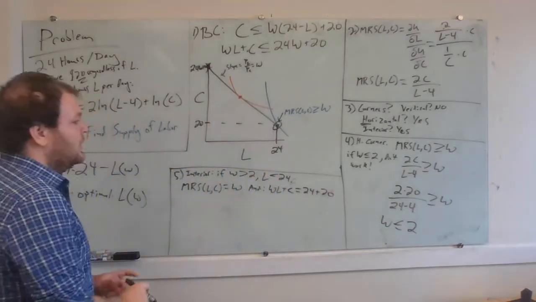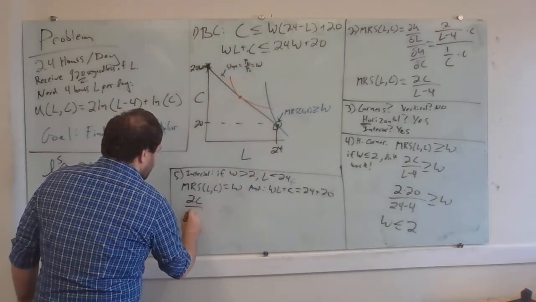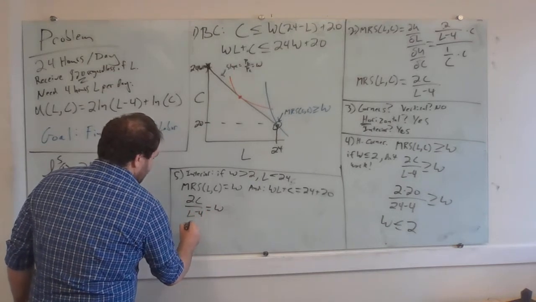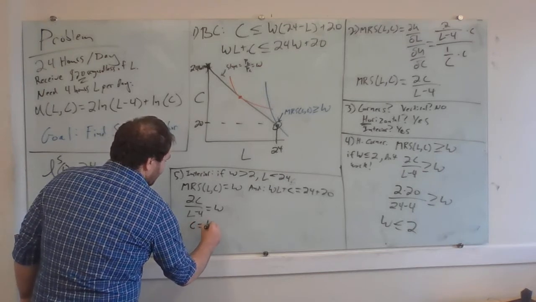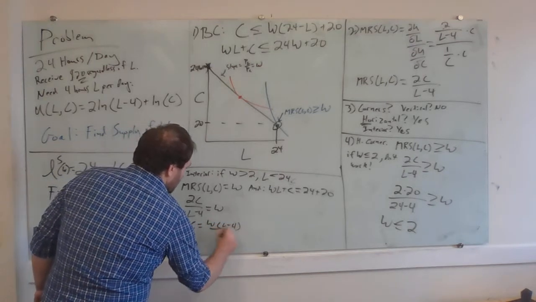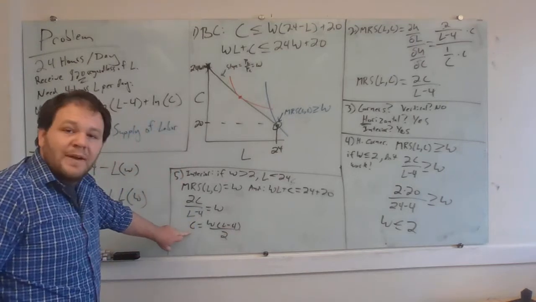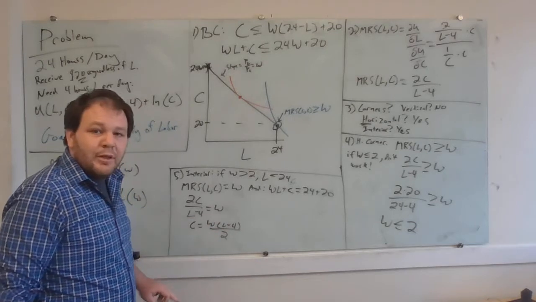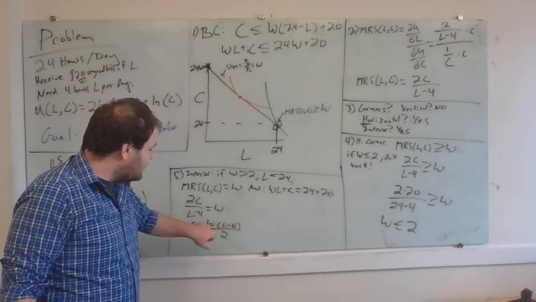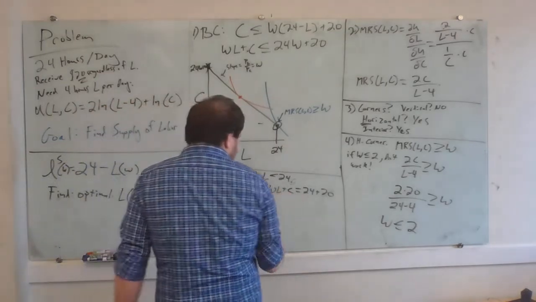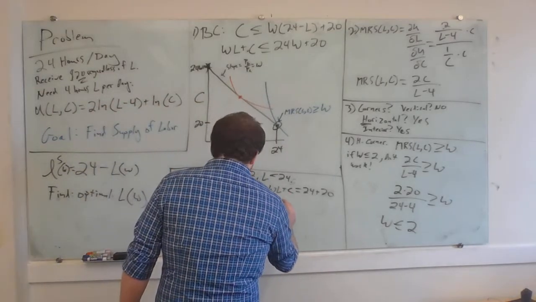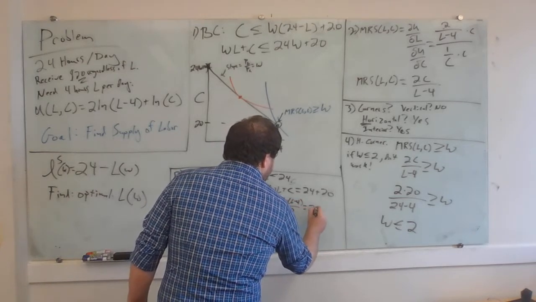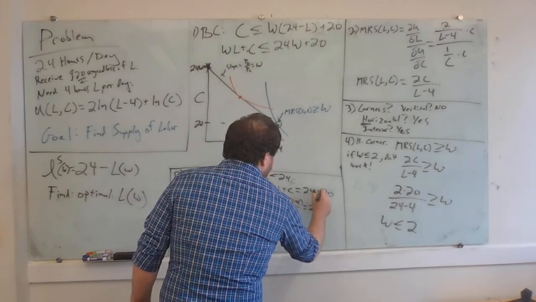So let's start here. So I'll say 2C over L minus 4 has to equal W, which is going to tell me that C has to equal W times L minus 4 over 2. Note what I'm trying to do here is find one of my choices in terms of the other choice for any given W. If we knew the wage, we would know the consumption as a function of leisure. Then I plug this in right over here. So I'll say WL plus W times L minus 4 over 2 has to equal 24W plus 20.